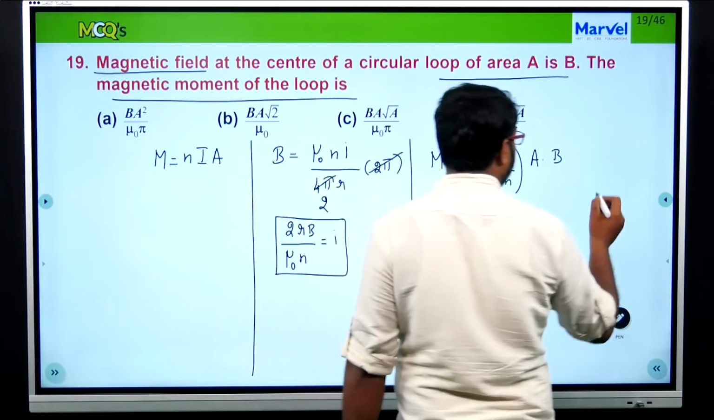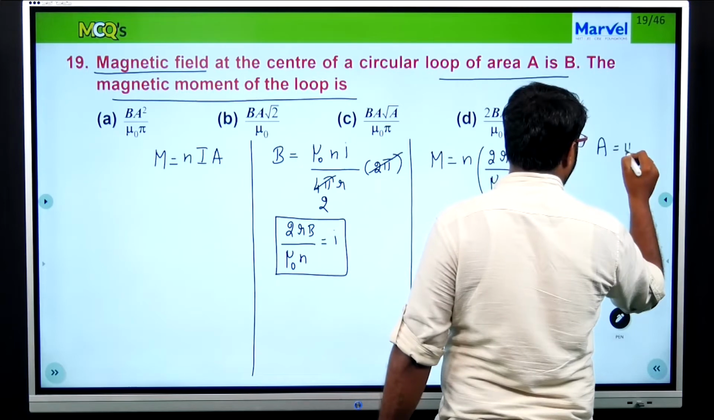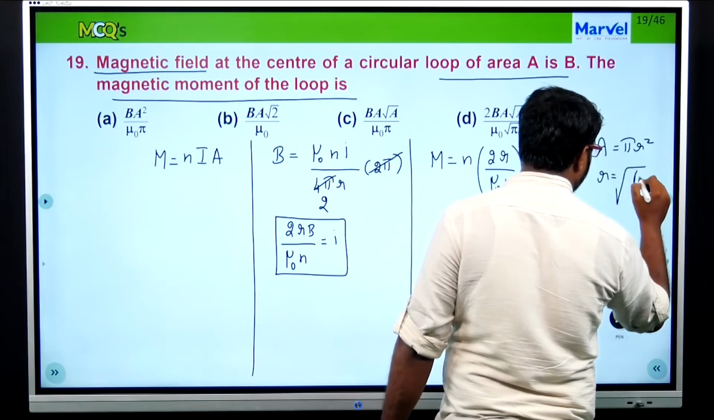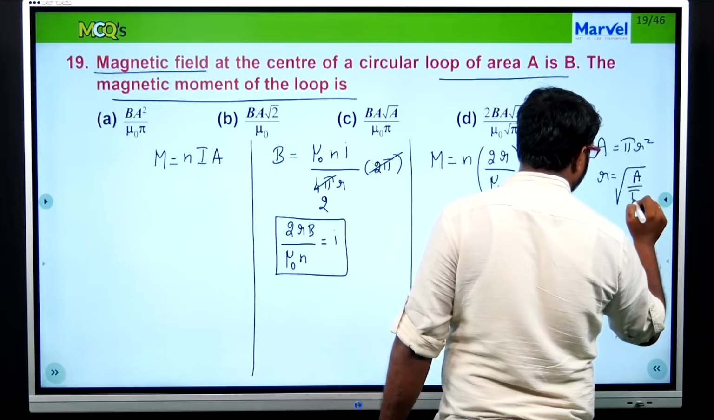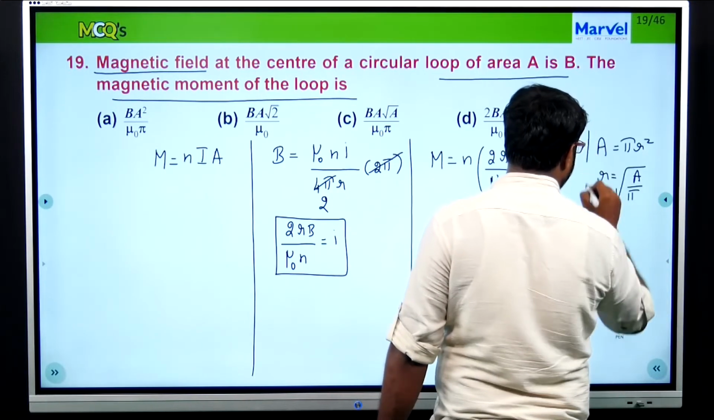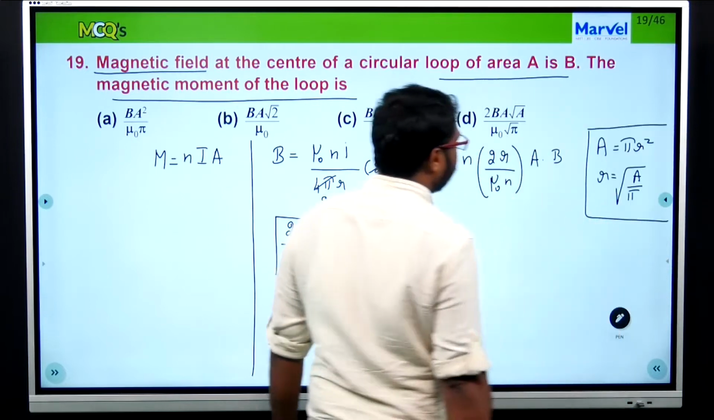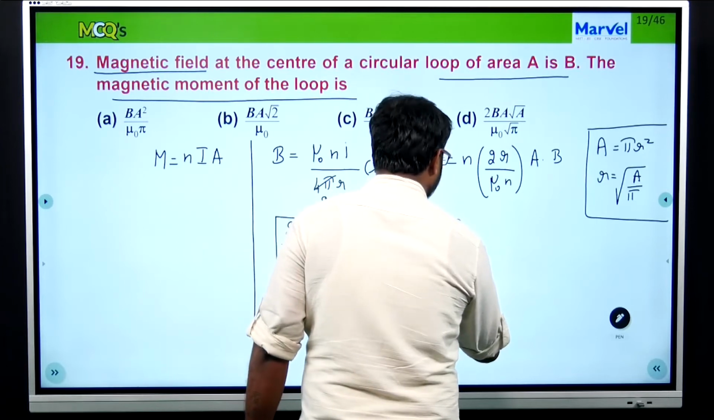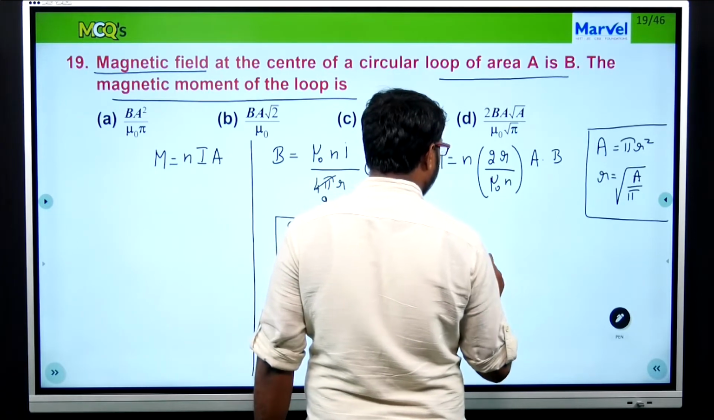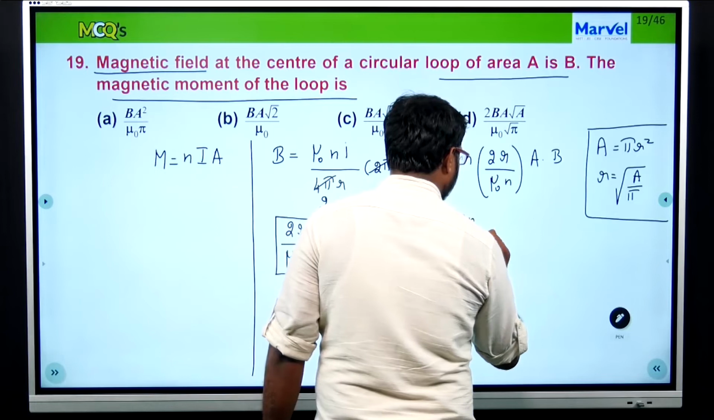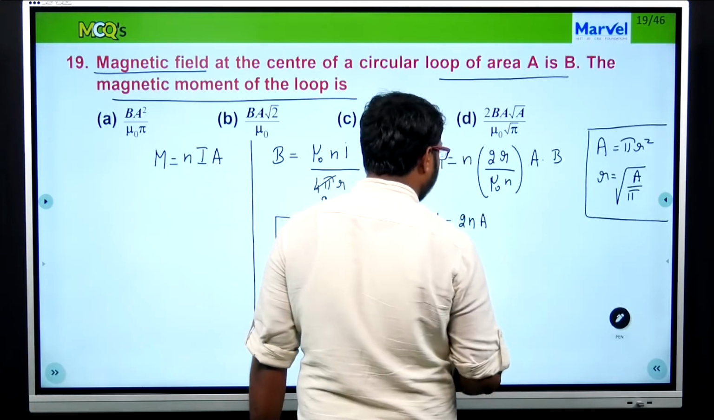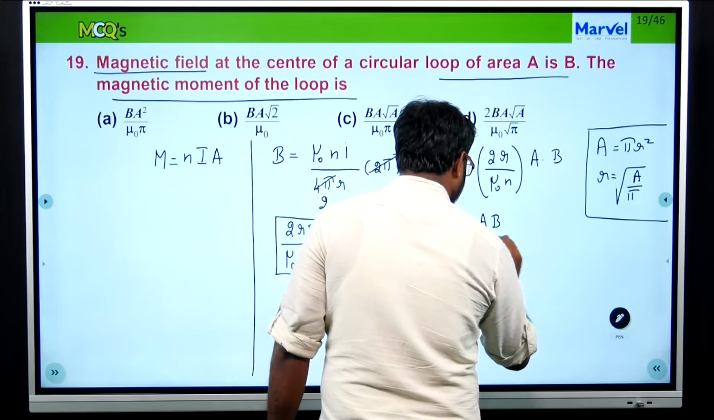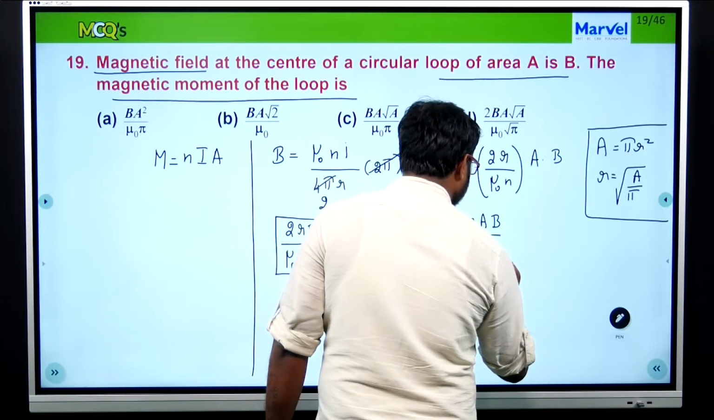So how to replace my R? Area is equal to pi into R squared. So R is equal to root of A by pi. So plug in that R. M is equal to 2 into n into A into B by mu naught times n.